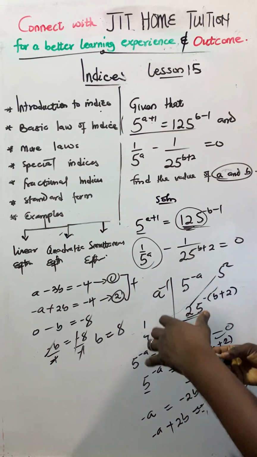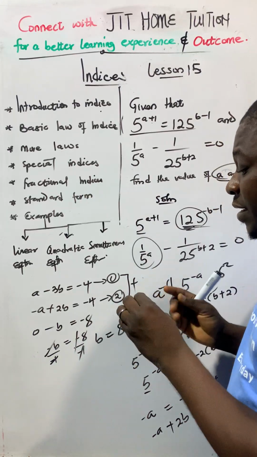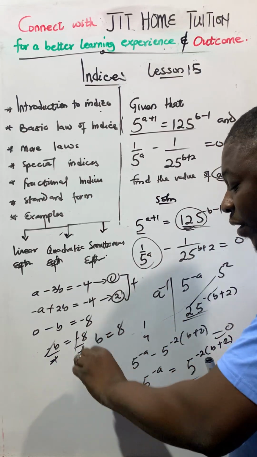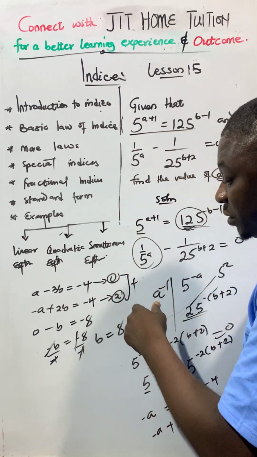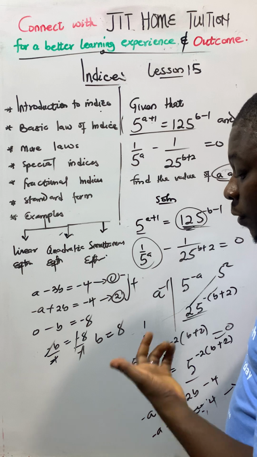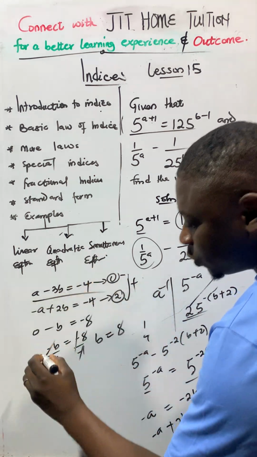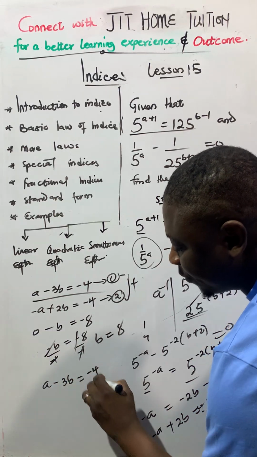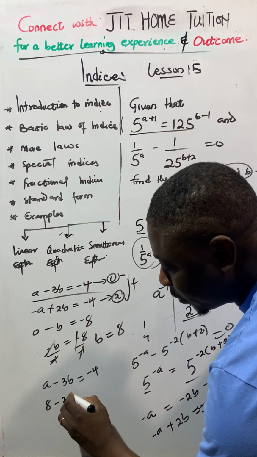All right. Having found the value of B to be equal to 8, the next thing for you to do is to substitute the value of B into either equation 1 or equation 2. So let's say probably equation 1. All right. So you have A - 3B = -4. What is A?